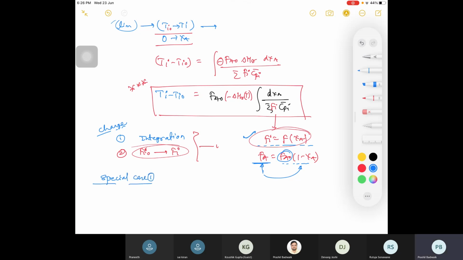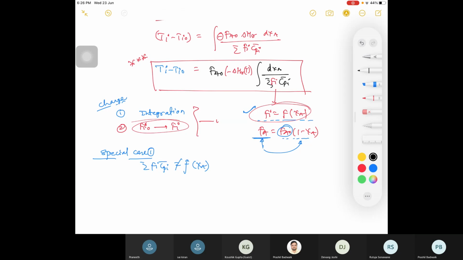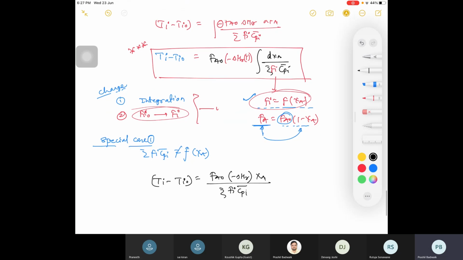If it is not a function of conversion, that is, summation of Fi into Cpi mean is not a function of your Xa, then what will happen? Your equation will be the same as CSTR except for this Fi, right? T minus T naught is equal to Fa naught times minus delta HR reaction at temperature T, Xa, divided by your summation of Fi into Cpi mean, right? It is similar. I am saying similar, not exact. It is similar to CSTR.